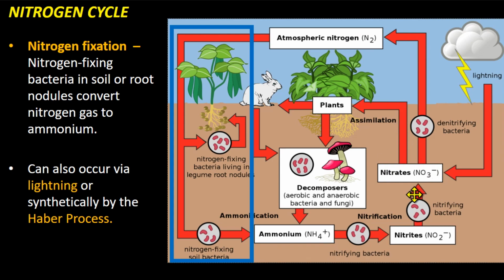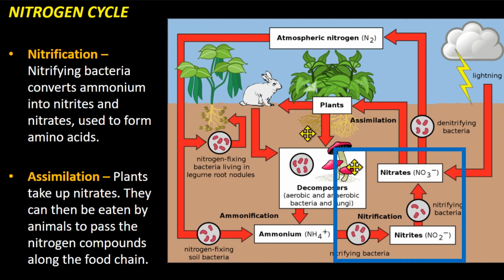So first, in order to do this, nitrogen fixation must occur. Nitrogen fixing bacteria in the soil or living in the root nodules convert this nitrogen gas into a compound called ammonium. Now, this can also be done by lightning or synthetically by the Haber process. Next, we have nitrification. This ammonium is going to be converted into nitrites and then into nitrates by nitrifying bacteria. Remember, these nitrates can then be taken up by plants. This is called assimilation, and they can then be used to form amino acids.